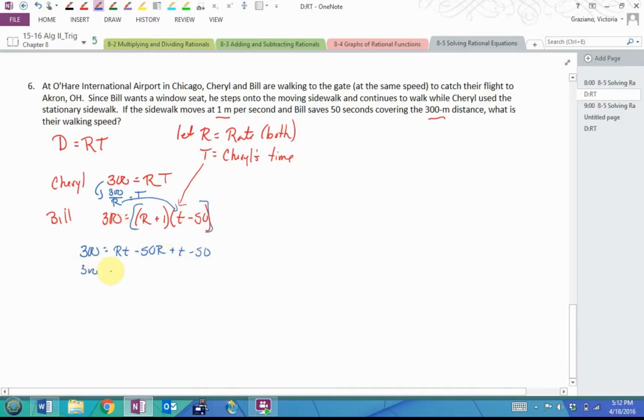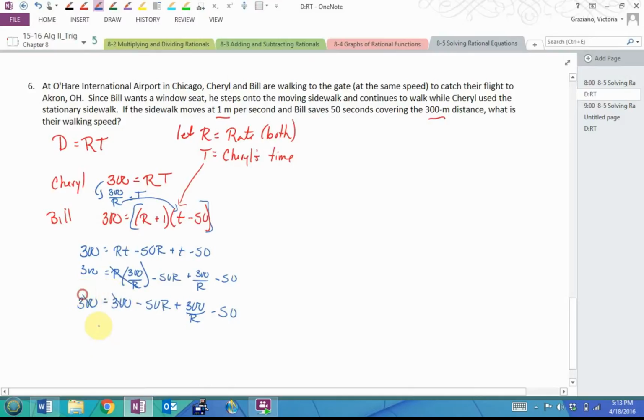Right, and then I can put in my stuff for t. So I'd have r times 300 over r minus 50r plus 300 over r minus 50. Okay, so I can solve this thing. And I'm going to try to simplify a little bit.